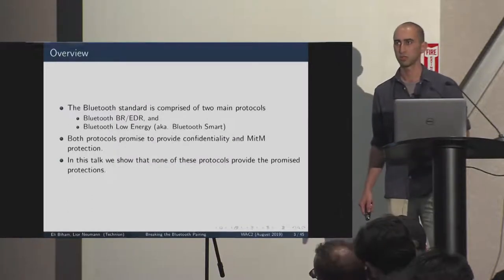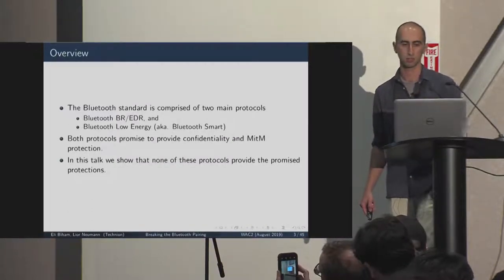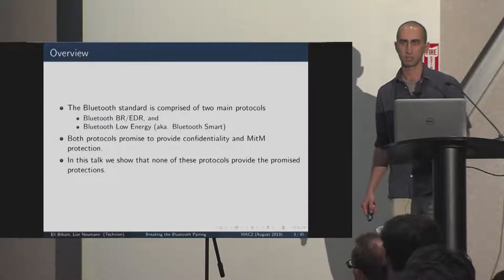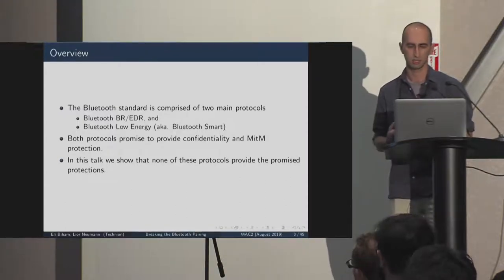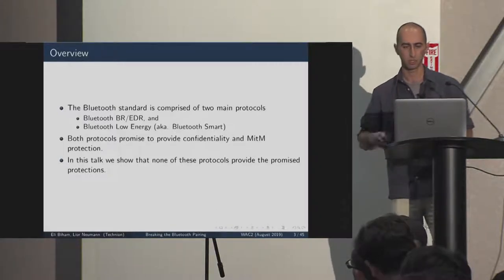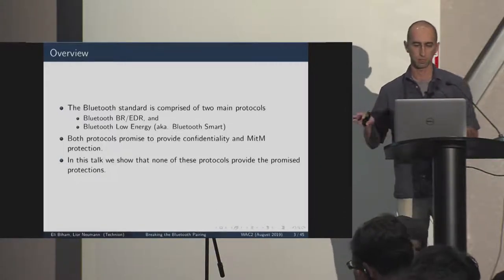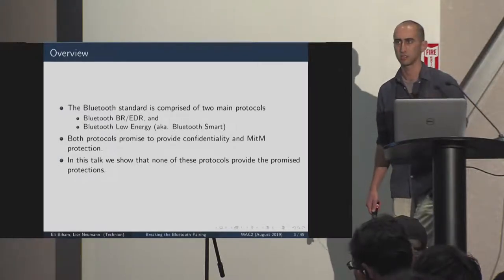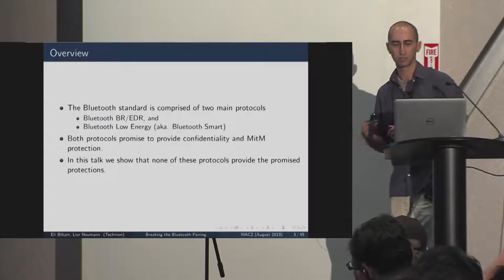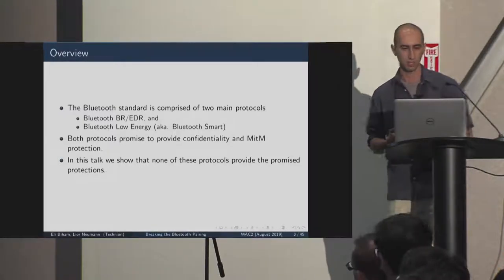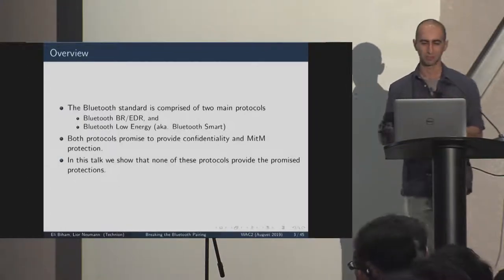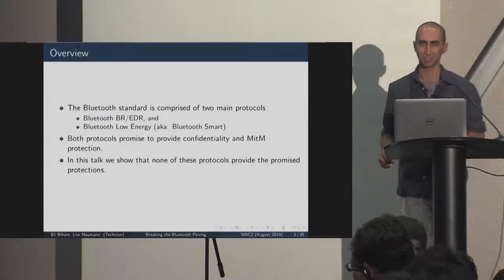But what most of you probably don't know is that Bluetooth today is actually two protocols. There is Bluetooth BR/EDR and Bluetooth Low Energy. BR/EDR is the former version of Bluetooth, the original standardization. And Low Energy is more recent, but they coexist together, used for slightly different scenarios. Also, both protocols promise to provide confidentiality and man-in-the-middle protection in the link layer. So the application, in theory, shouldn't provide its own authentication. And in this talk, we'll talk about this promise and whether it's provided as it should be.